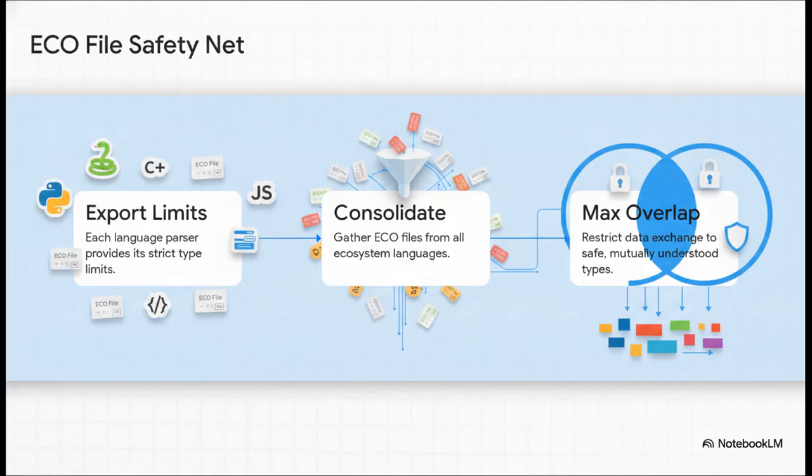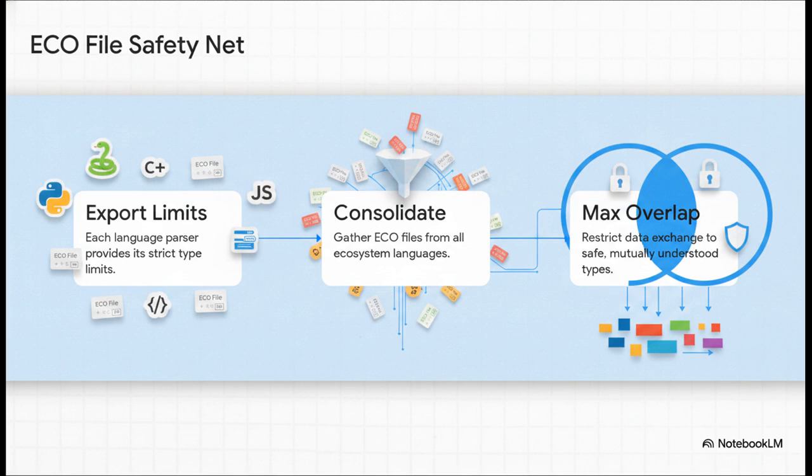Having all these rich data types is awesome, sure, but it does create a new problem. What if the receiving program just doesn't support them? Because as we know, different programming languages have drastically different capabilities. Python handles numbers way differently than C++, for example. So Hf-Json 2.0 uses these things called eco-files as a built-in safety net.